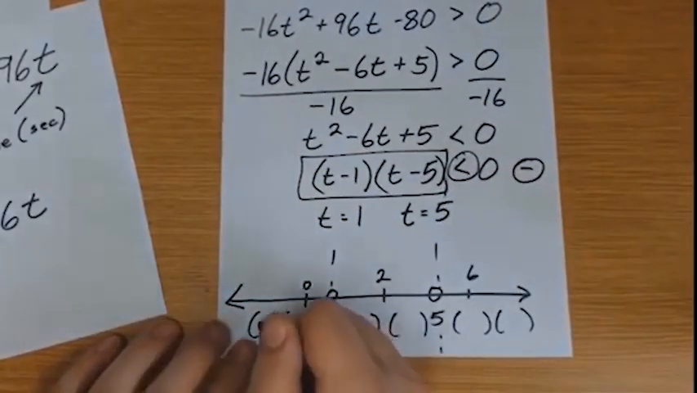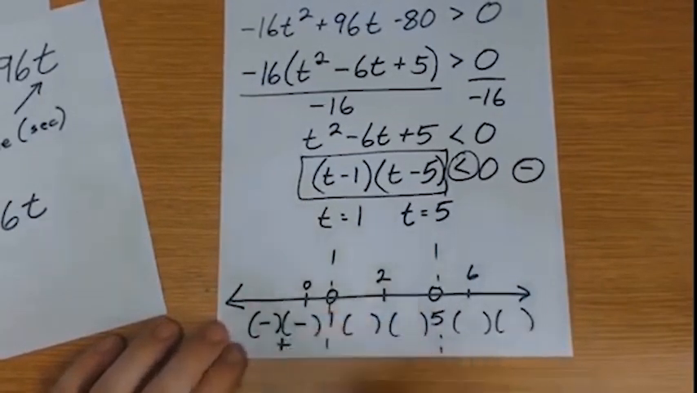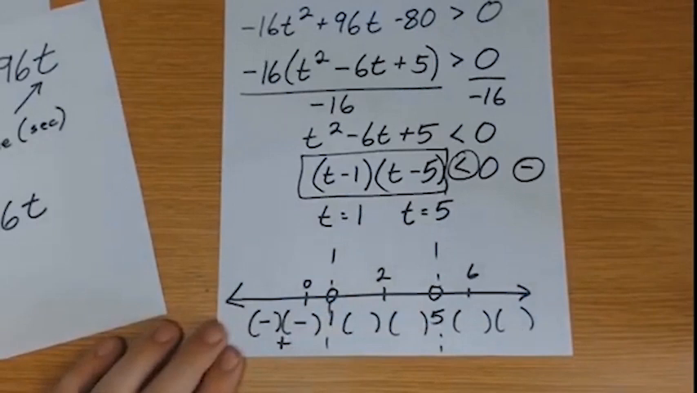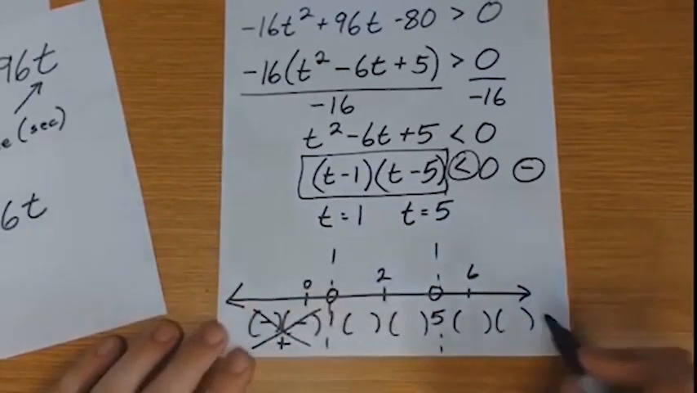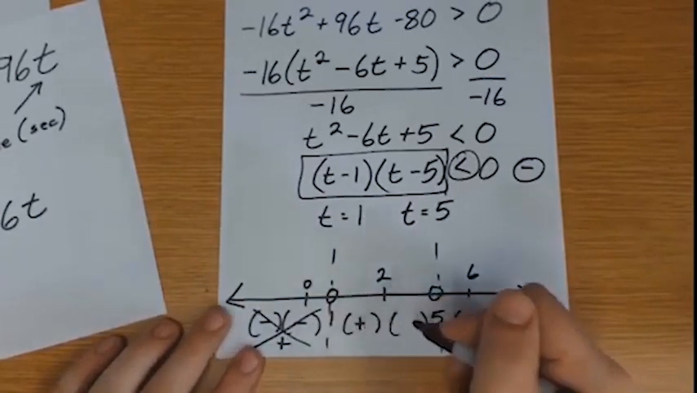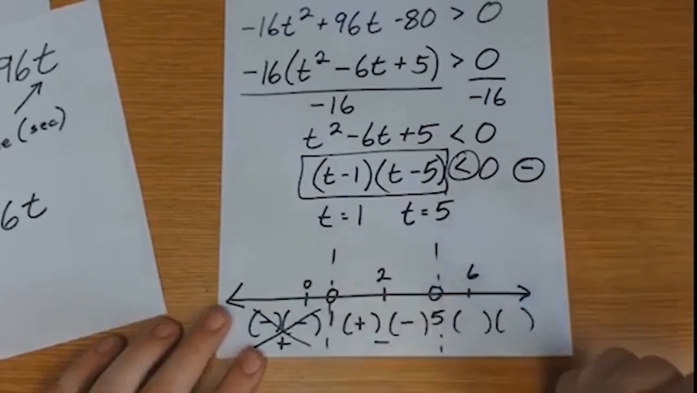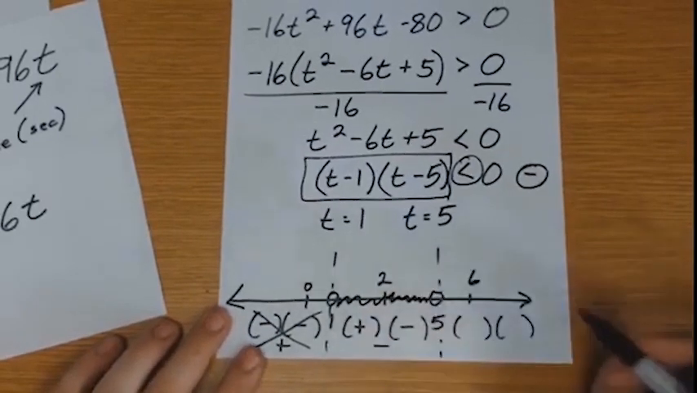So if we plug in 0, 0 minus 1 is negative, 0 minus 5 is negative. That gives us a positive section, so no there. If we plug in 2, 2 minus 1 is positive, 2 minus 5 is negative. That's a negative section. There we are, shading the middle just like we predicted.